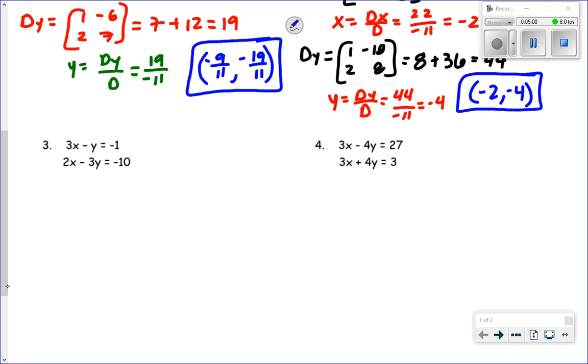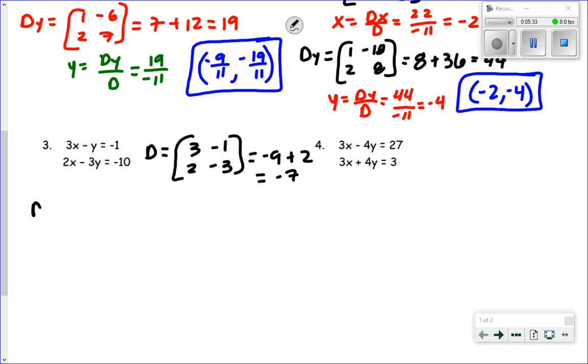Next one, number 3. First thing I need to do is find the determinant. Everything is lined up, so I'm good to go. 3 and 2, -1, -3. 3 times -3 is -9, minus 2 times -1, which would be -2, so it would be +2. So this would be -7.